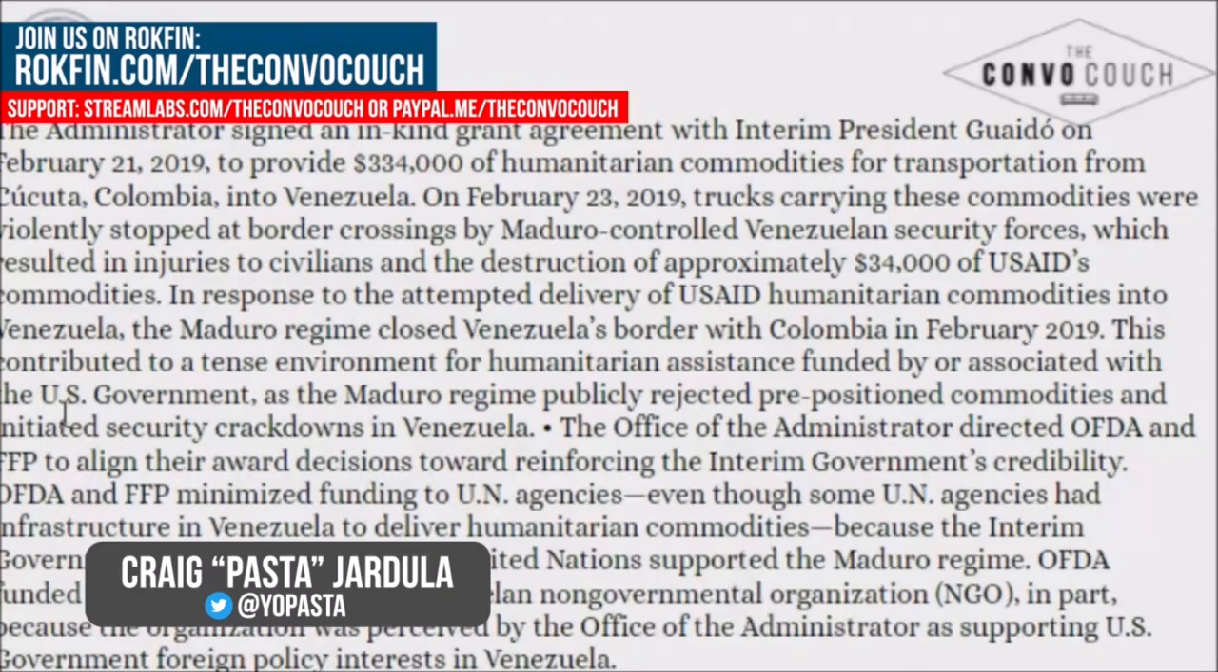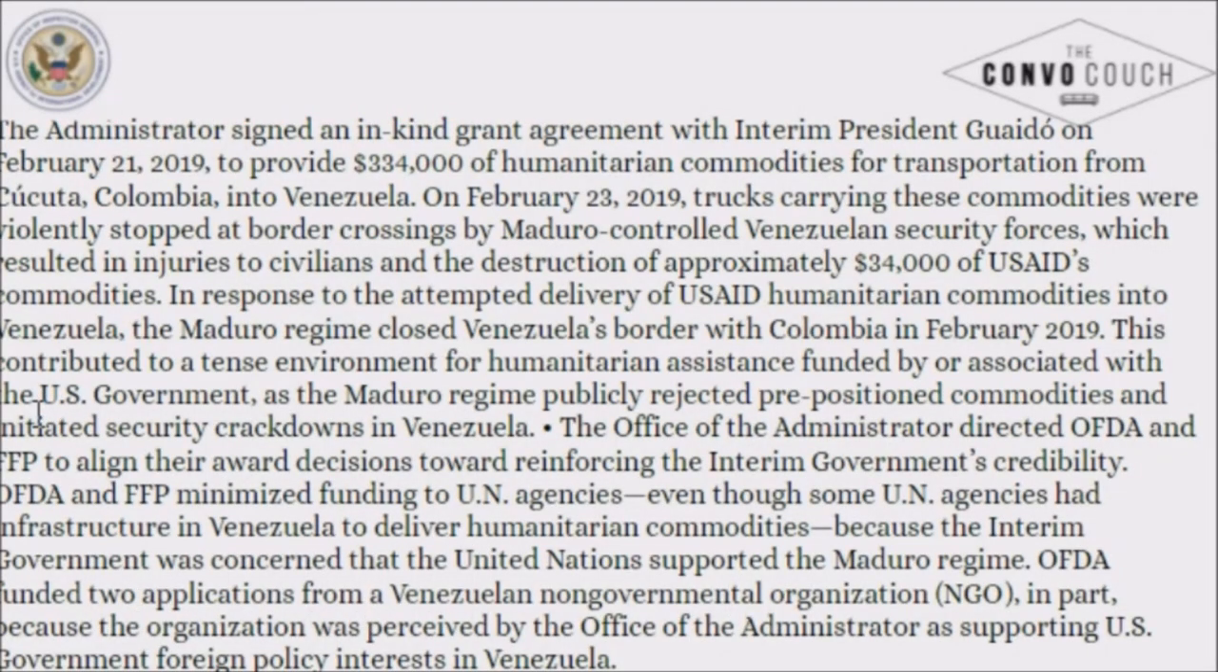So on February 23rd, 2019, trucks carrying these commodities were violently stopped. This is how they describe it at border crossings by Maduro-controlled Venezuelan security forces, which resulted in injuries to civilians and the destruction of approximately 34,000 of USAID's commodities. In response to the attempted delivery of USAID humanitarian commodities into Venezuela, the Maduro regime closed Venezuela's border with Colombia.